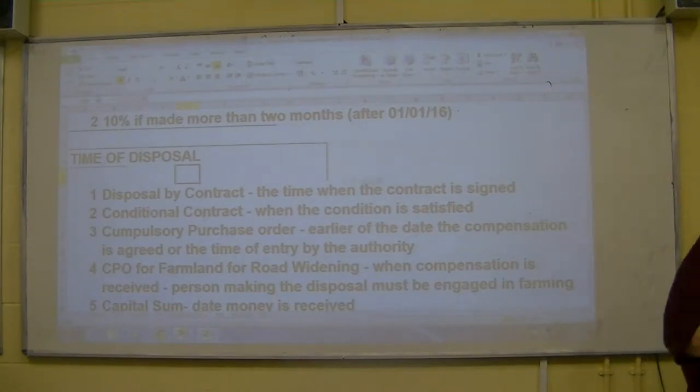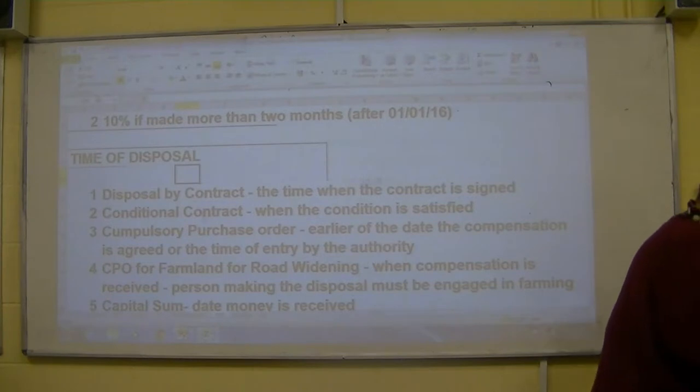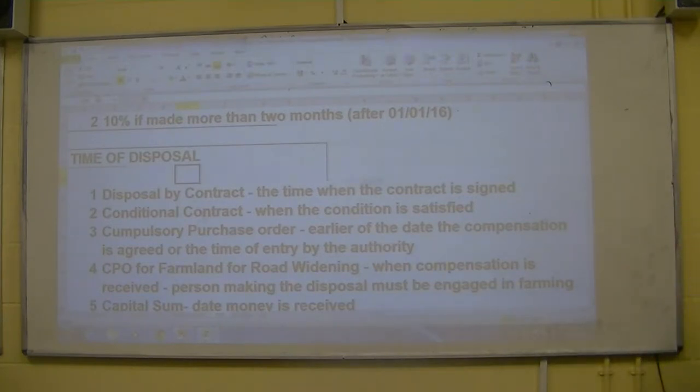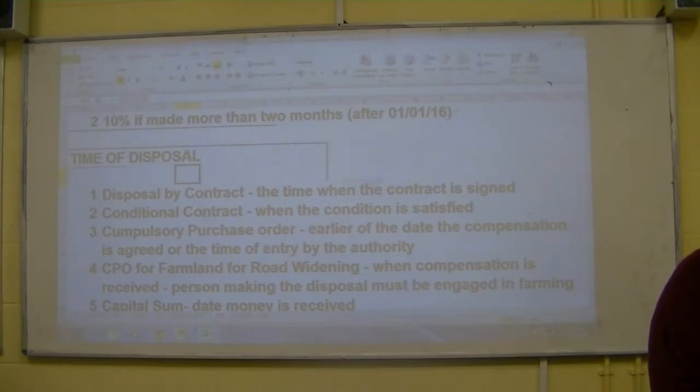Just as an idea of how few questions came up on the time of disposals. Okay, so that's our time of disposals. That's just a note on page 10, a long way there, but I think it's handy sometimes to have it in bullet points instead of having to read through 3 pages.